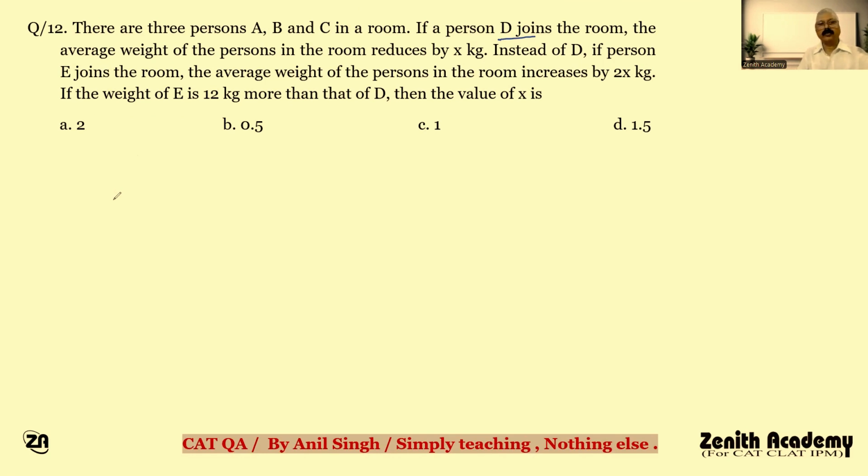So it is a very simple question of the chapter average, meaning a basic understanding of averages is required here. So let's see the question. There are three persons, A, B, C in a room, and let their average be Y.